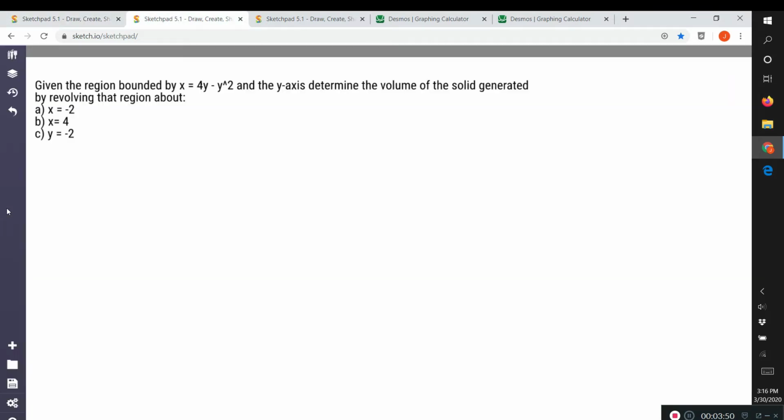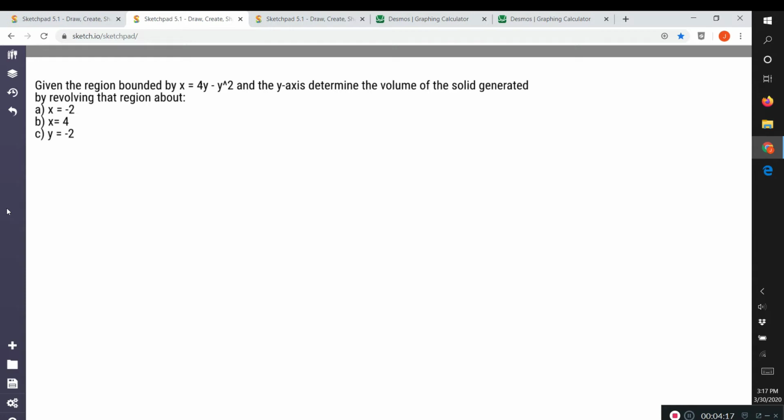So we're going to take one region and we're going to rotate it around 3 different axes to show the method here. So given the region bounded by x equals 4y minus y squared and the y-axis, determine the volume of the solid generated by revolving that region about. Part A, we're going to revolve it around x equals -2. Part B, we're going to revolve it around x equals 4. Part C, we're going to revolve it around y equals -2.